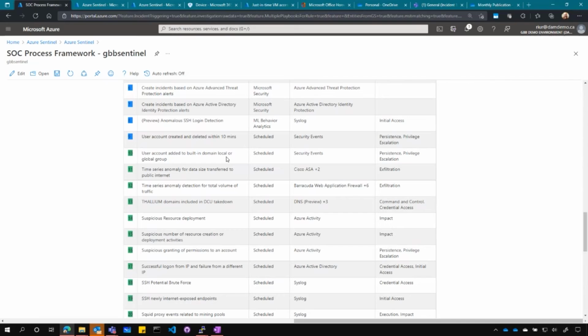Do I need to triage around it? Or is this something that is currently in development or in test? So that I can make a decision on whether or not I need to do something with the alert in question. So that's really what this is.